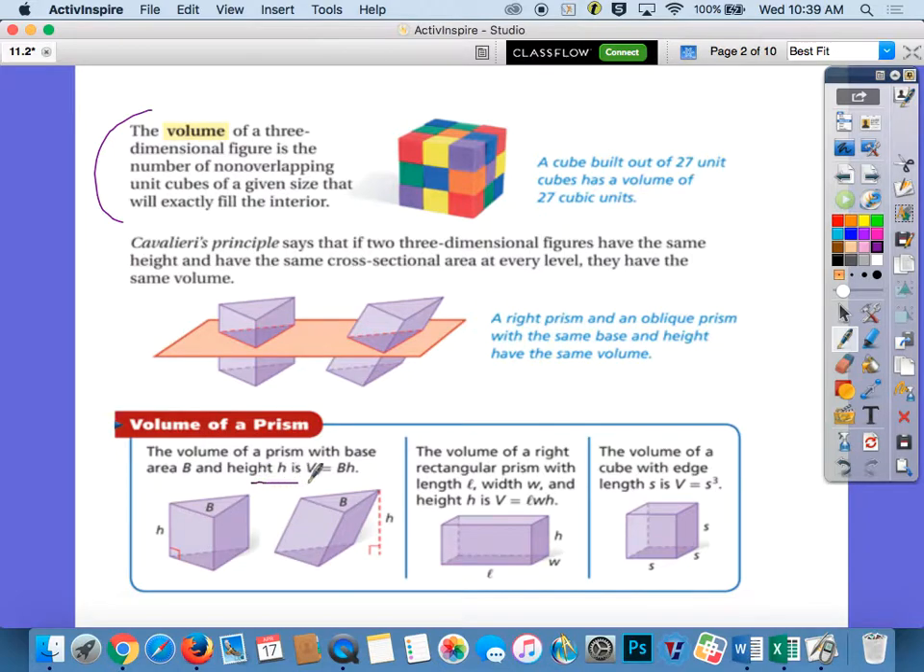Okay, here's your volume of a prism. This is also going to be the same for your cylinder. Volume equals area of the base, so big B stands for area of the base, times height. Here you can see your triangular prism. We would find the area of the triangle times the height. Same thing with this, even though it's slanted.